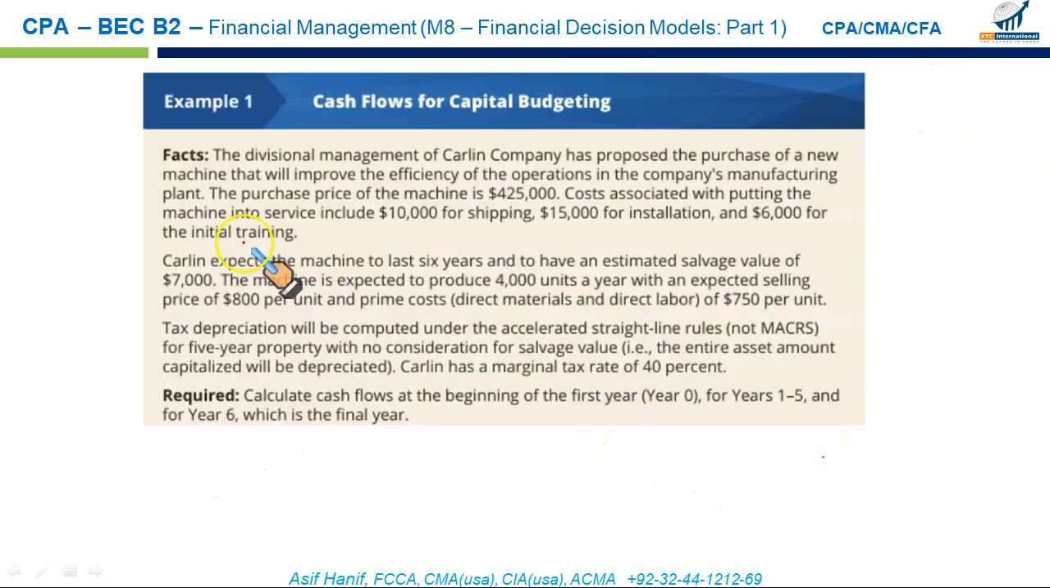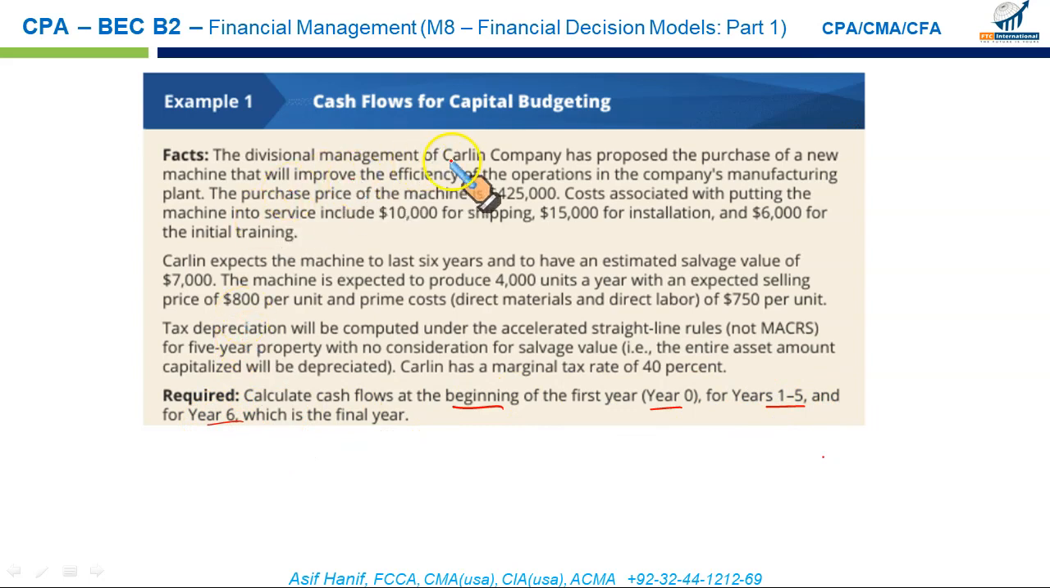Now, here's a good example that will distinguish between your initial cash flows, the cash flows at inception, your regular cash flows, the annual cash flows, and the terminal cash flows, that is the cash flows at the end of the project. What's required? Calculate the cash flows at the beginning, at year 0, T0, and the cash flow for year 1 to 5, and the cash flow for year 6.